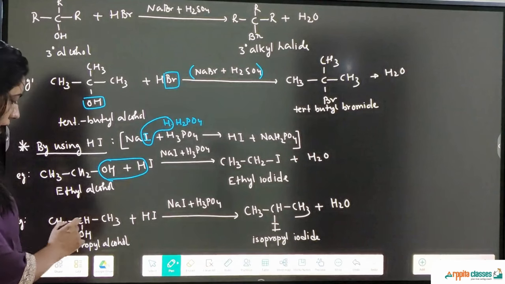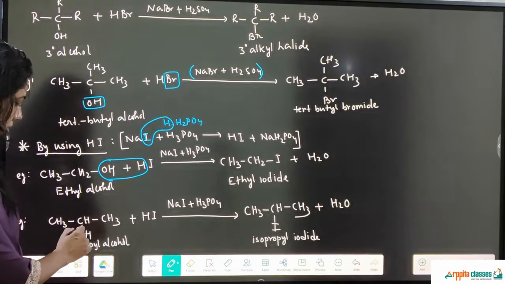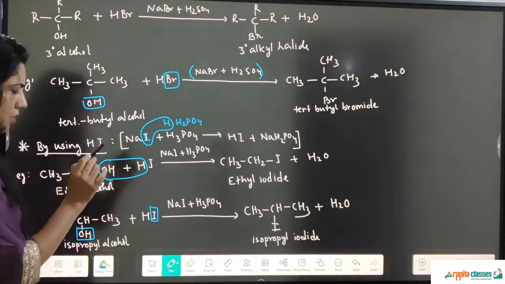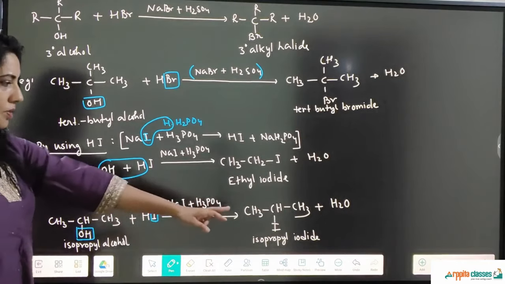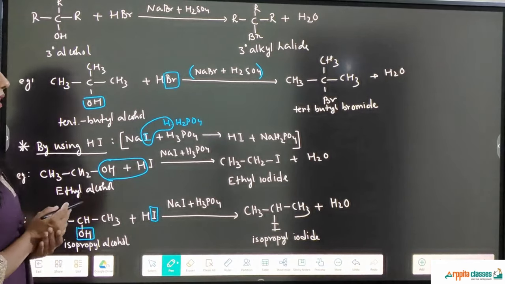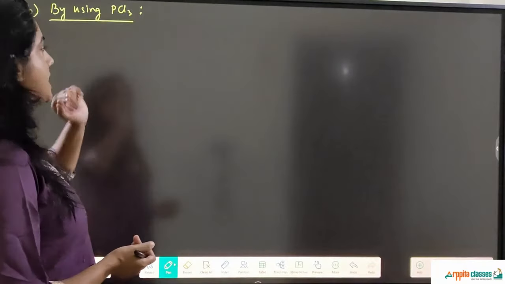Here, this is your secondary alcohol, CH3CHOHCH3, treated with HI. Again, this OH will be substituted by I. Just in short, you need to remember wherever there is OH, it will be substituted by I. So you are getting isopropyl iodide. The byproduct is water.